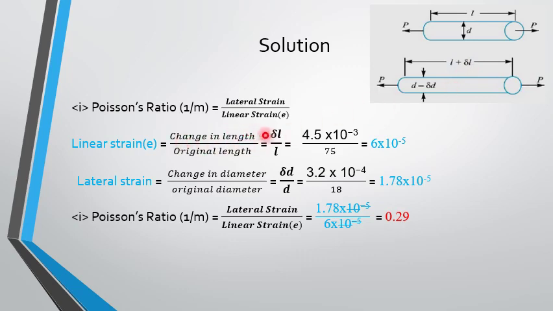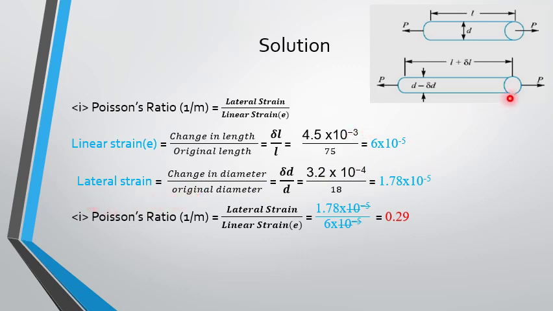So linear strain equal to change in length by original length, that is e is equal to change in length by original length. We have seen this in the first video. The change in length is given, and the length is also given directly. So we substitute the values: 4.5 into 10 to the power minus 3 divided by length 75 mm, that is equal to 6 into 10 to the power minus 5. There is no unit for strain because it is change in length divided by original length. So length mm is cancelled, so no unit.